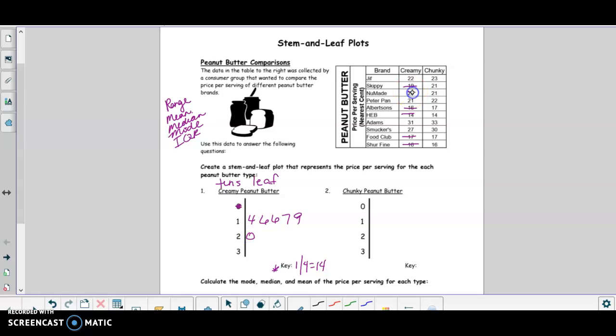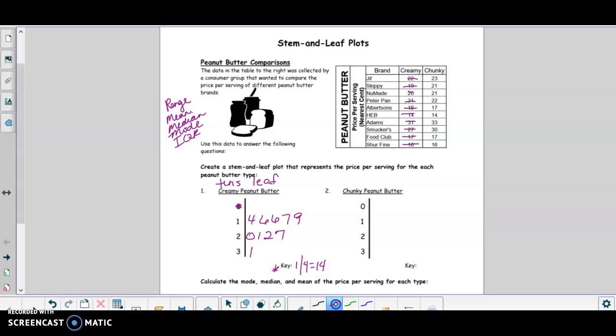The next one is going to have a stem of 2. So here's 20, 21, 22, and 27. And again, I'm marking them off as I go so that I don't forget any of them. And then my last one is going to be 31. So my stem and leaf for my creamy peanut butter, I can see here I have 1, 2, 3, 4, 5, 6, 7, 8, 9, 10, and I had 1, 2, 3, 4, 5, 6, 7, 8, 9, 10. So I got all of the pieces.